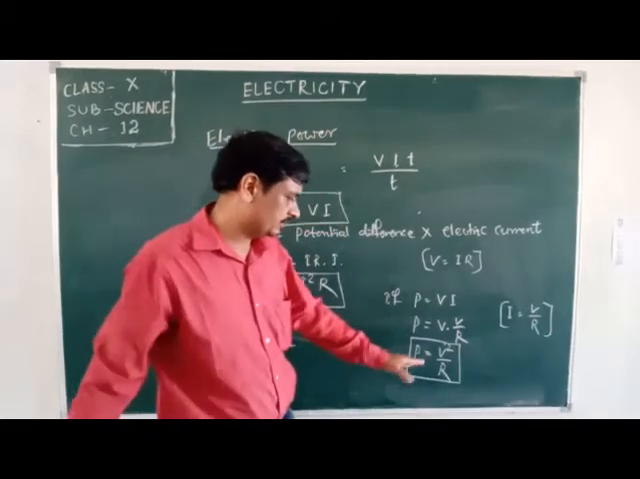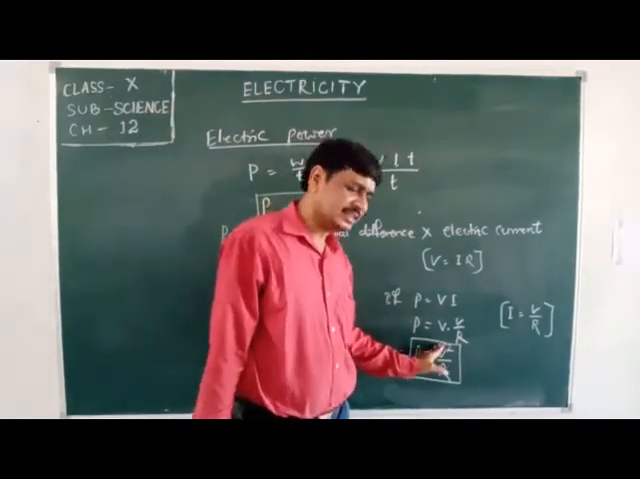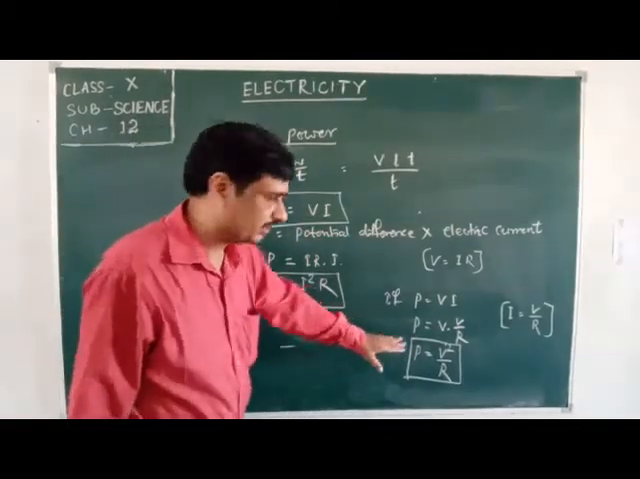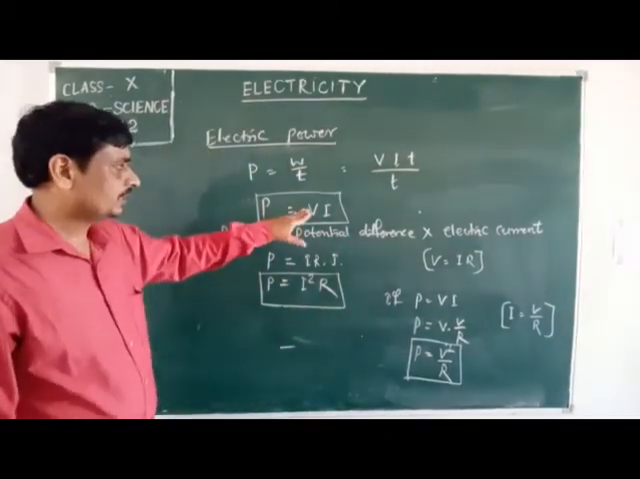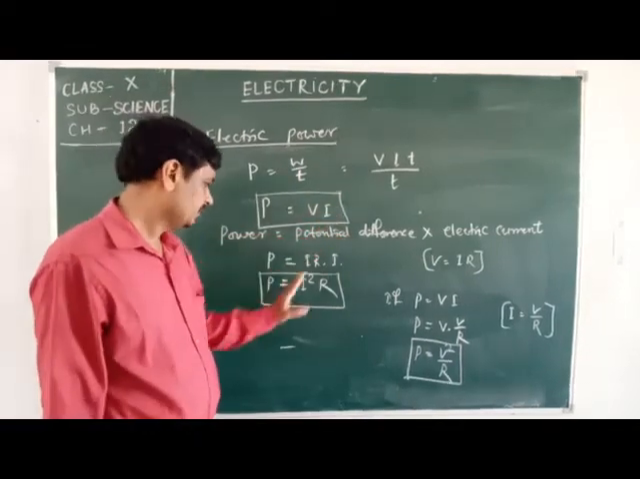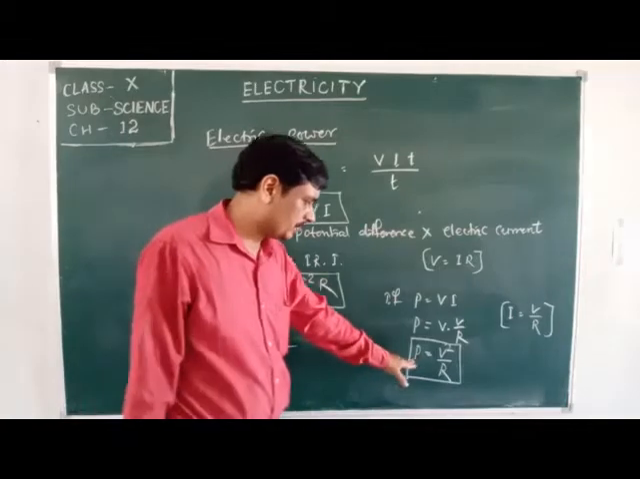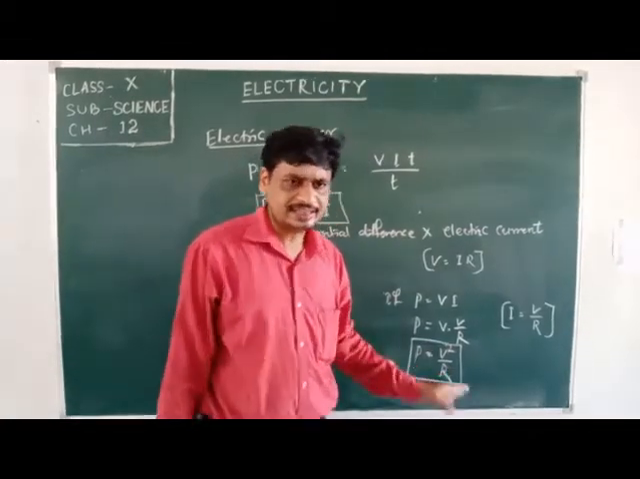Now this is the relation between power, potential difference, and resistance of the conductor. Three relations are shown here. First one is power, potential difference, and current. Second one is power, current, and resistance. Third one is power, potential difference, and resistance.